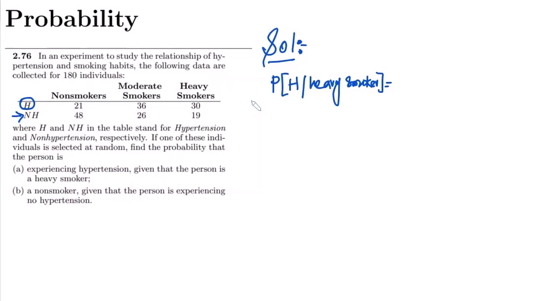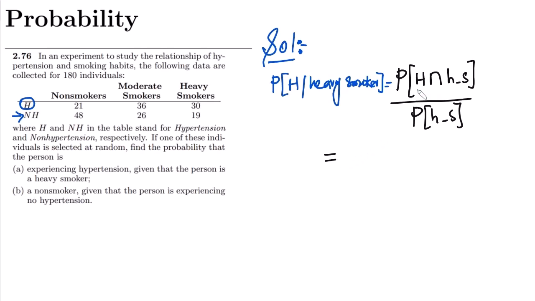On the basis of conditional probability, I have to find the probability that the person has hypertension and is a heavy smoker as well, H intersection S, divided by the probability of the heavy smoker. Let me see, do I know this value? The person is having hypertension and is a heavy smoker. Do I know this value? Yes, this is already given, and that is here, that is 30.